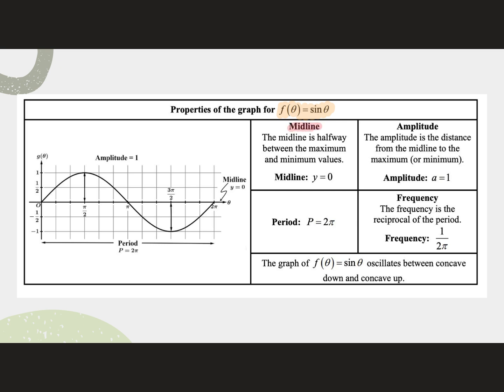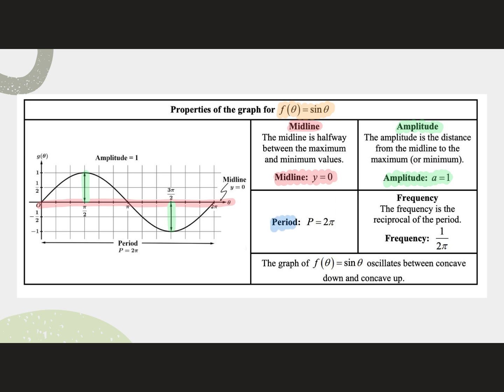The midline is a horizontal line that goes halfway between the minimum and the maximum values. So without any transformations, the midline of the sine function is at y equals 0. Next is the amplitude. The amplitude of this function is the distance from the midline to the maximum or the distance from the midline to the minimum. And in the parent function of this sine function, that amplitude value is going to be 1.